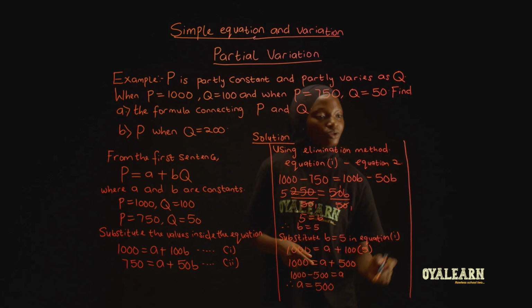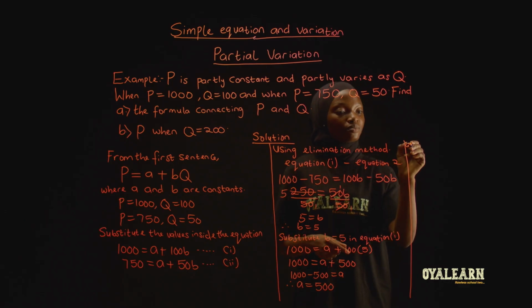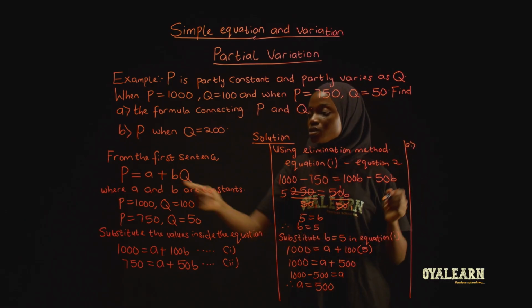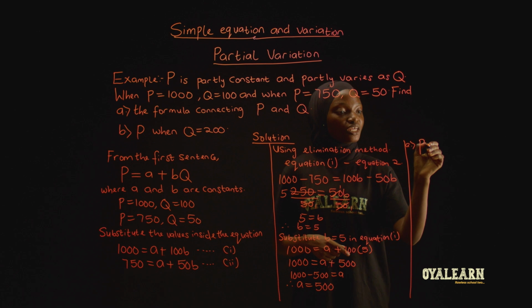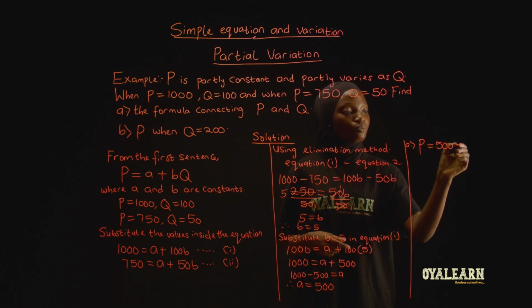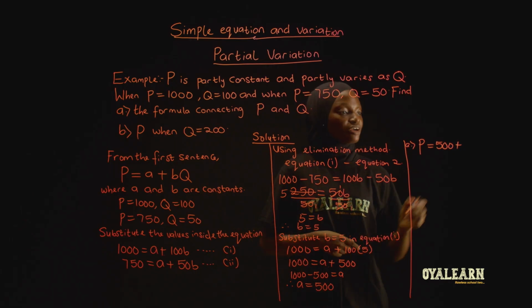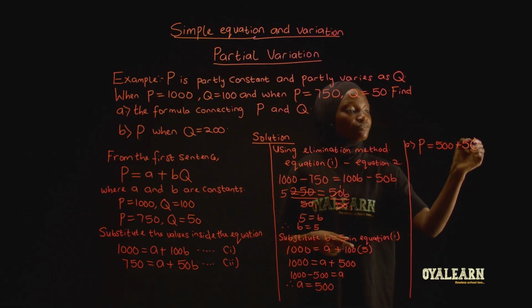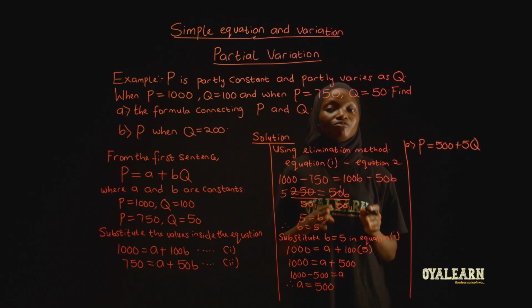And the formula connecting them becomes P equals, since A is now 500, we just write 500 plus B, which is now 5, we have 5Q. So that's the answer to the first question.